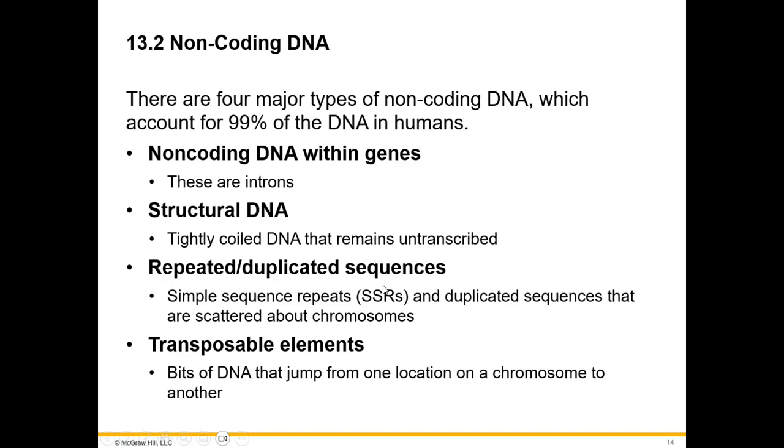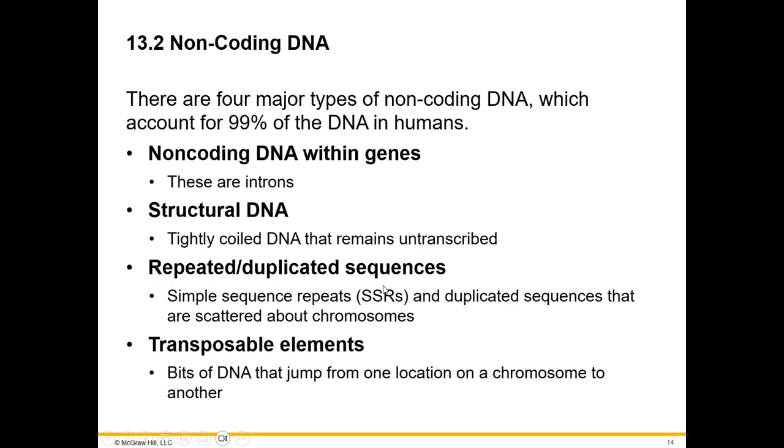If we have a greater distance between them, either by this structural DNA or repeated sequences, then that benefits us. The next kind of non-coding DNA are the repeated or duplicated sequences. We tend to call these simple sequence repeats, and they are duplicated sequences that are scattered about on chromosomes, again with the benefit of providing some distance between really important genes that should not be spliced together.